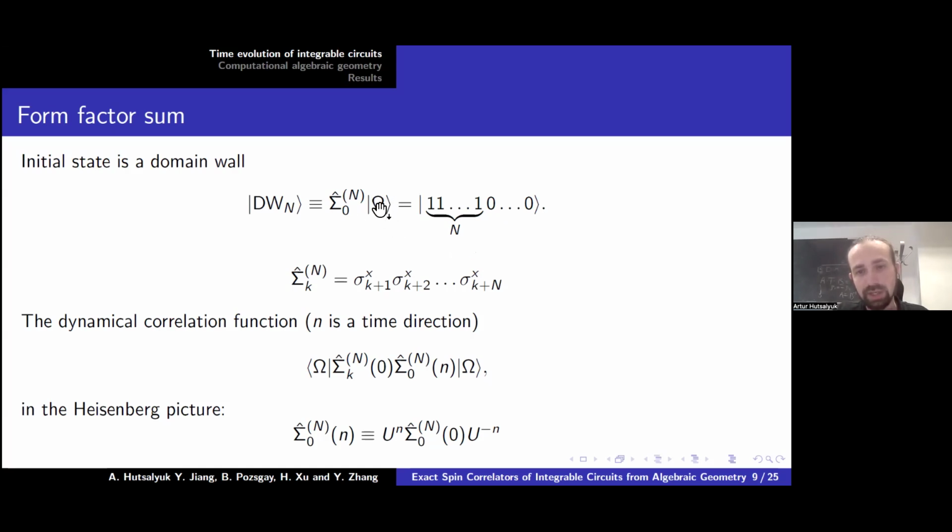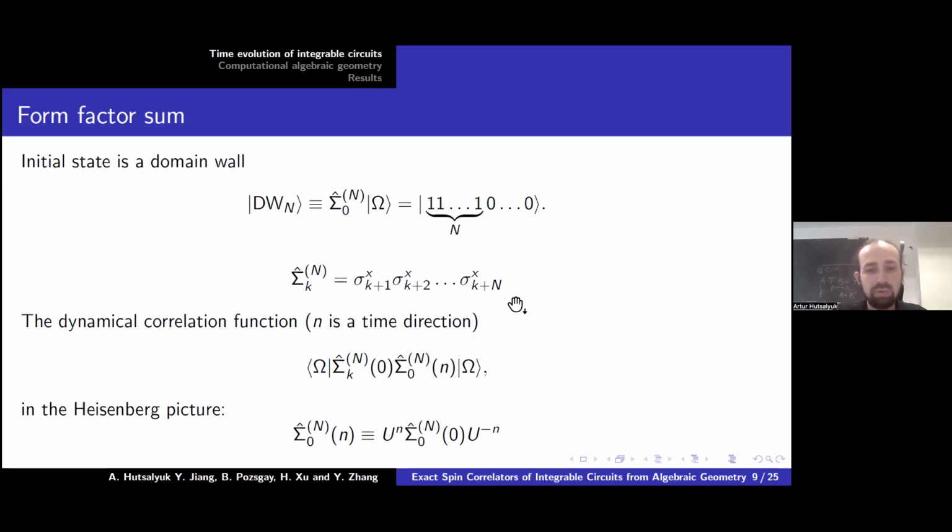If you remember, omega is just vacuum, so omega is a state where everywhere is zero, and this operator acting on the first n sites just flips spins. And this operator sigma hat, what does it mean? That k, it's more, so this is just a string of sigma x operators, and it starts from site k plus 1, and it has length n. So all n consecutive sites are involved.